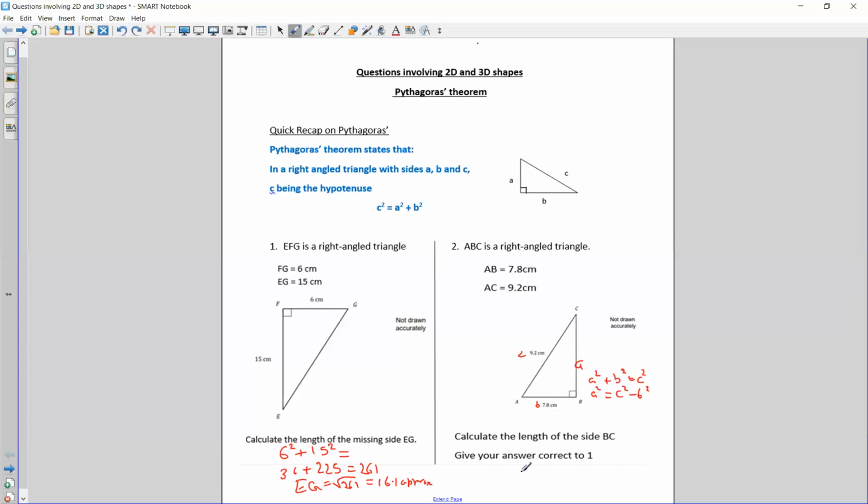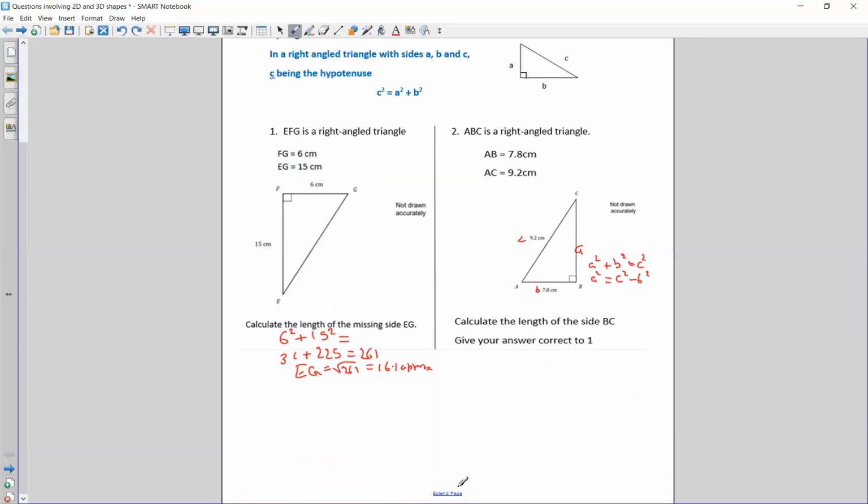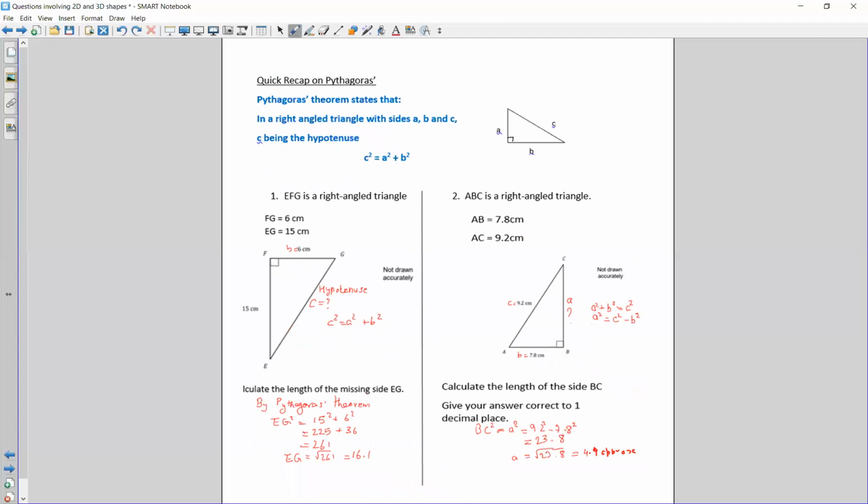So you would have written here, let's extend this a bit. So you would have written here BC squared equals A squared, which will be equal to 9.2 squared minus 7.8 squared. Actually, I've got these answers for you. So let's have a look whether you got this answer or not. Okay, so you have got this, and the answer here would have been 4.9 approximately.